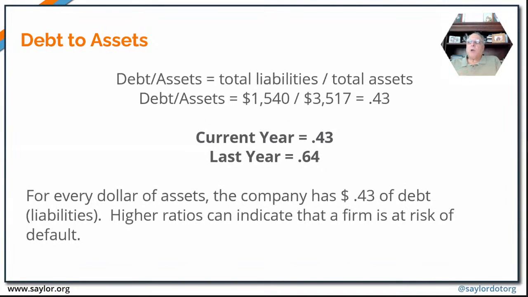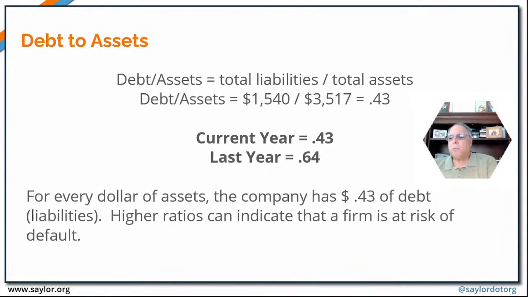So having said that, we also want to know what the relationship is between the debt that we have and the assets. Remember that probably a good part of debt has been used to acquire assets that we're going to use in the operation. So now we're going to look at our total liabilities and divide that by total assets. We now have a debt to asset ratio of 0.43. That's the current year. Last year was 0.64.